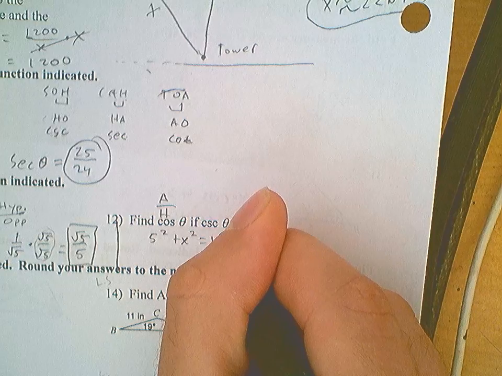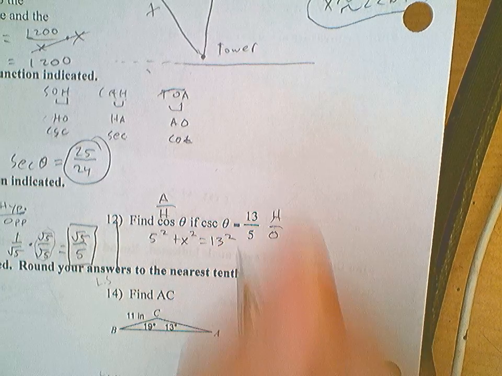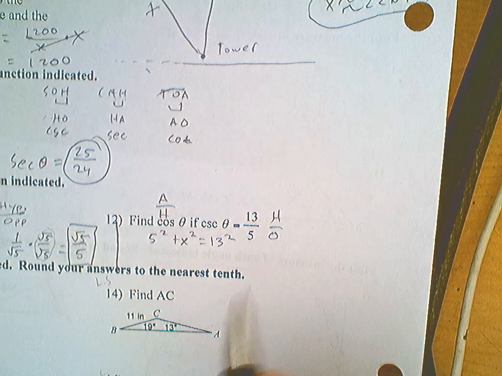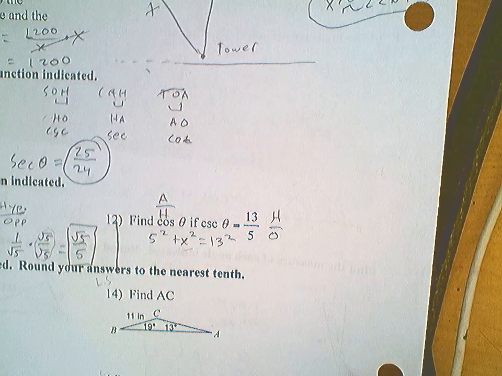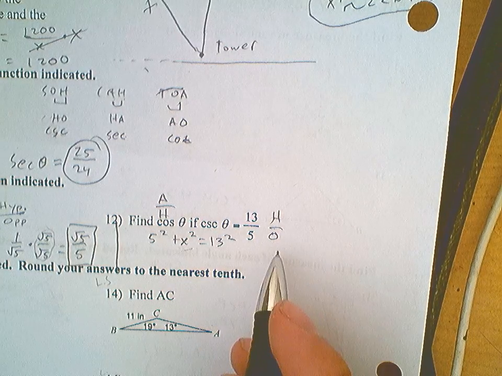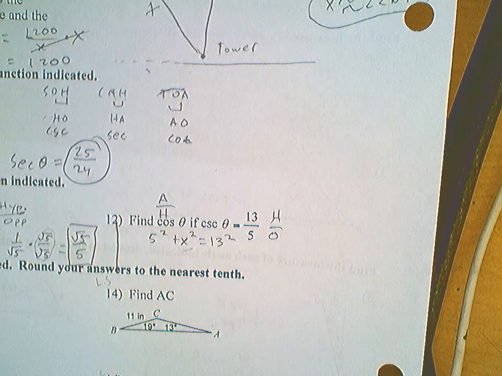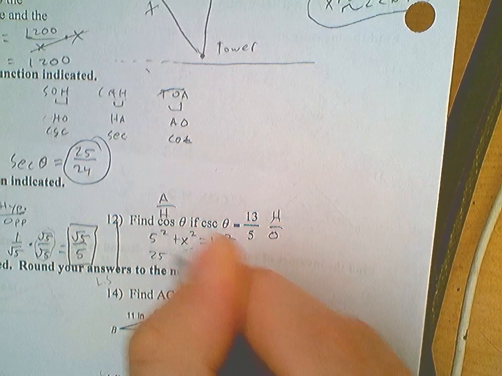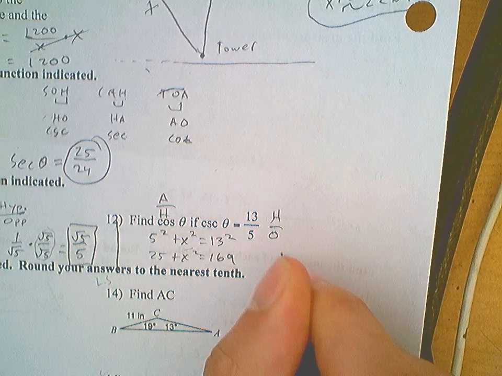So 5 squared plus x squared equals 13 squared. When I find this other side, that's what my adjacent would have to be. I've already got the hypotenuse and the opposite, so whatever that other side is will be my adjacent side. So let's figure this out. 25 plus x squared equals 169.